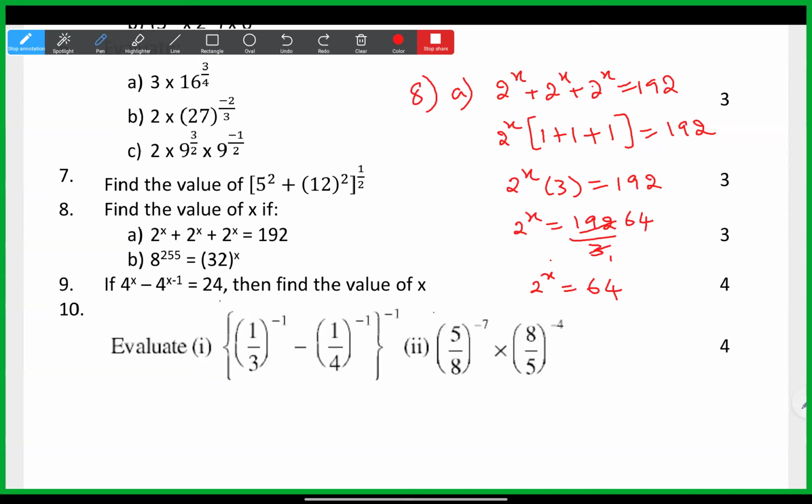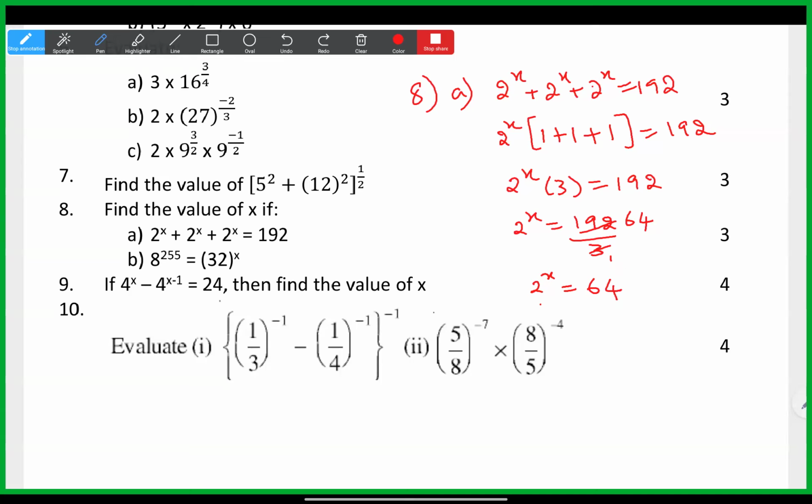Whenever you have an equation, we have to make the bases the same. Then only we can find out the x, because x is in the power, here 2 is the 64. Yes, sir. So what is the prime factor of 64? Prime factor of 64.